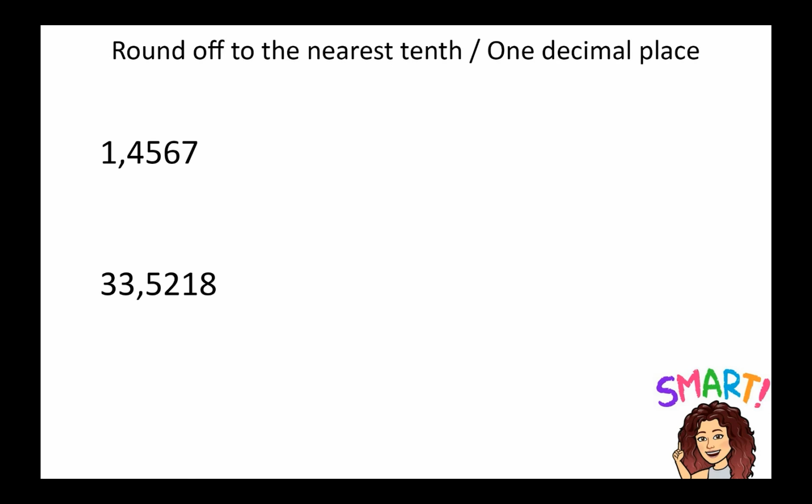Next, we're going to look at rounding off to the nearest tenth. So in this case, we're going to look at this number to the right of the tenth position to see whether it has an influence. In the first case, that 5 can change the 4, so my answer is going to be 1,5. In the next case, the number that I look at is a 2, so it's got no influence to the number in front of it, so it's going to stay 33,5.